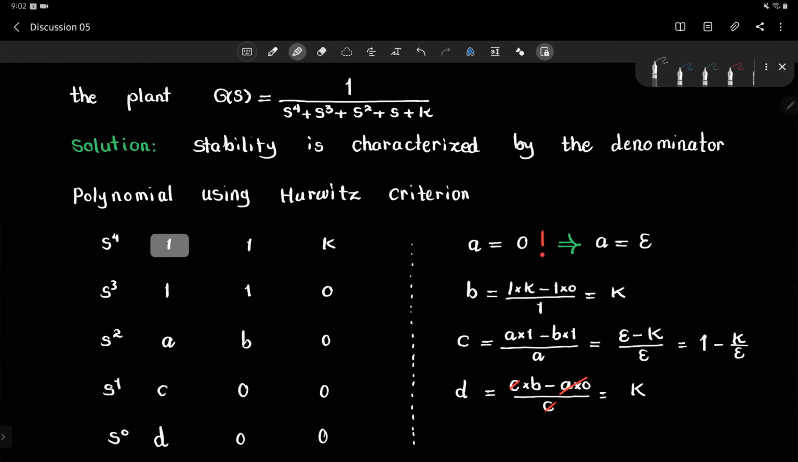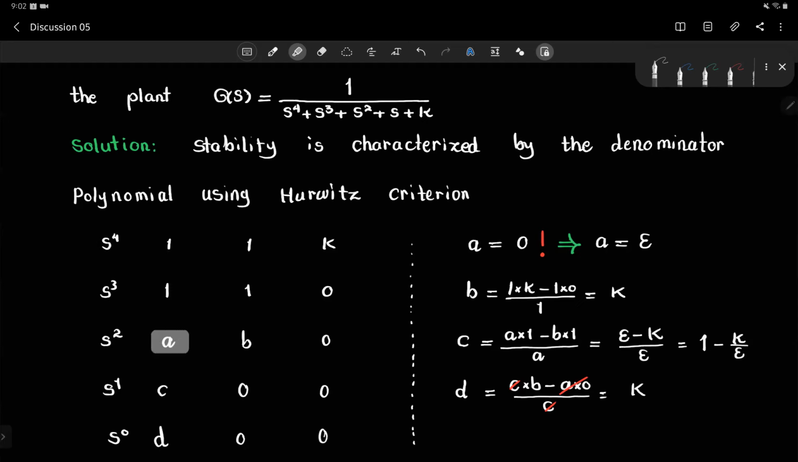The coefficient of S to the power 4 is 1. The coefficient of S to the power 3 is 1. Then we put here S to the power 2, and here S to the power 1. Then here S to the power 0, and then we put a 0 here. And then we continue to construct the Routh-Hurwitz table.